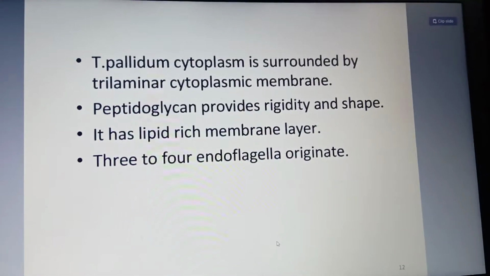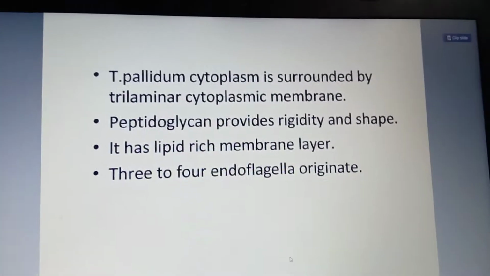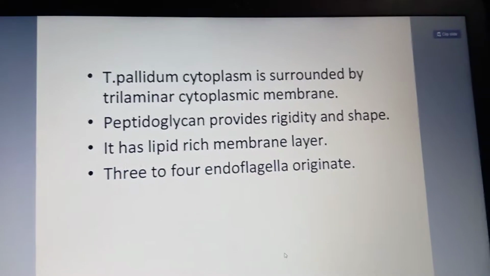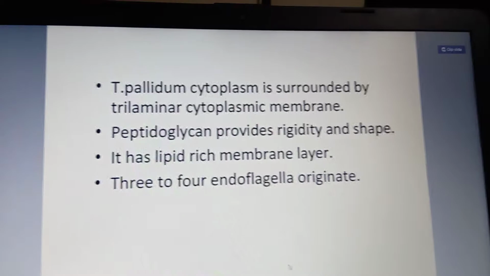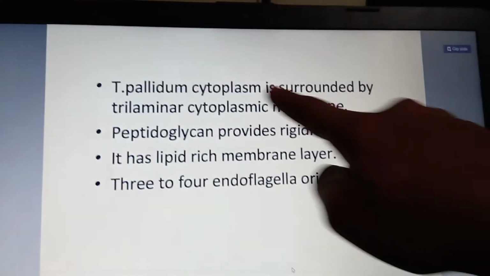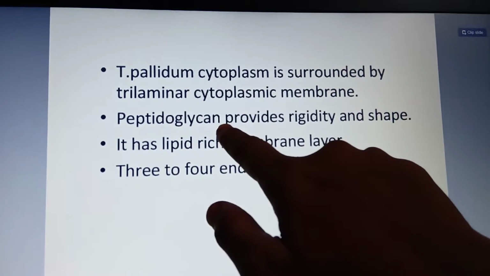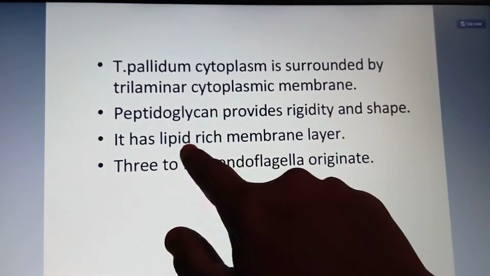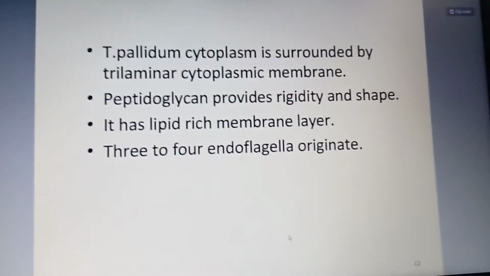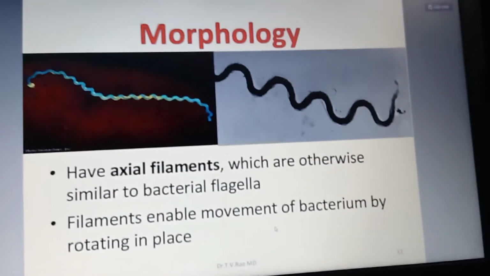Okay, and here you can see the other morphology, so cytoplasm also will be there. For example, what is the cell structure? The bacterial cell structure you are learning, everything is the same here also in Treponema pallidum. So cytoplasm and cytoplasmic membrane will be there, and peptidoglycan for rigidity and shape, and some lipid rich membrane layers also will be there, and also endoflagella originate. So I have shown, right? So that is the morphology of Treponema pallidum.